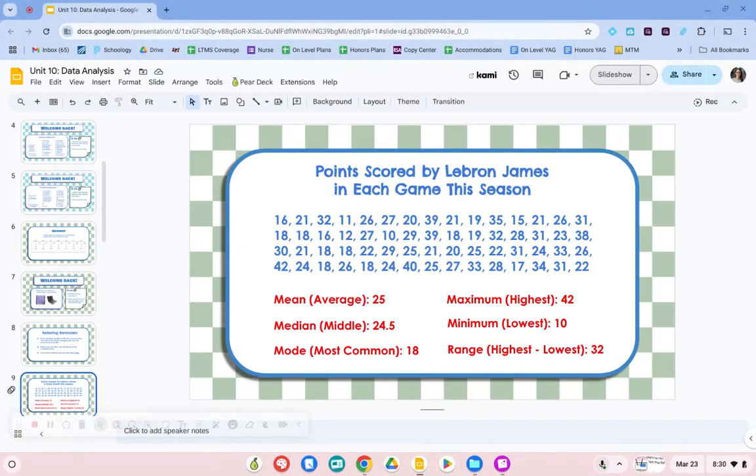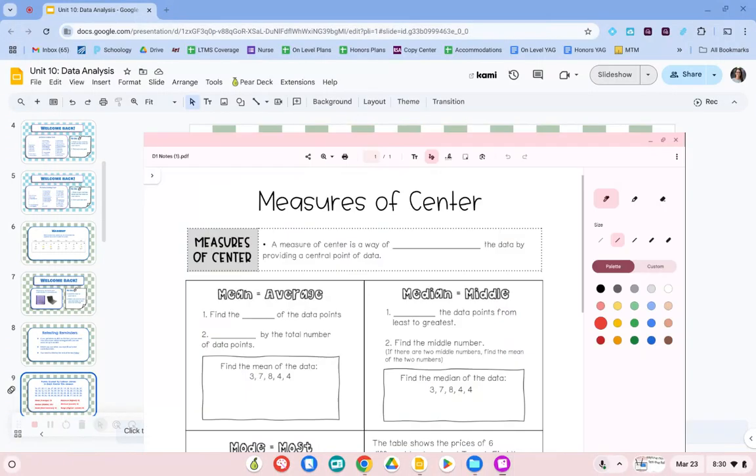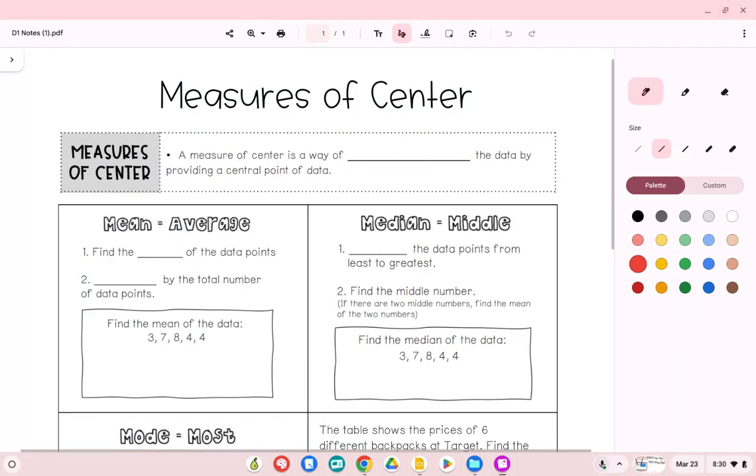So we are going to get into the notes. I'm going to do my best. I'm writing on the screen, so my handwriting probably will not be great. But let me give it a try. It says, a measure of center is a way of summarizing the data by providing a central point of data.